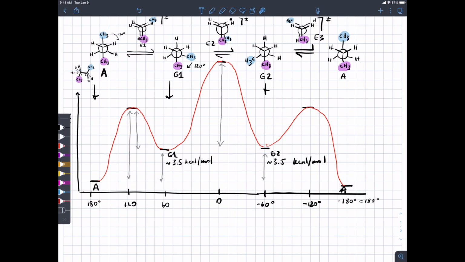So now I want to ask you a question. To get from gauche 1, if this is my starting point, and this is where I want to end, which is going to be faster? To go directly to gauche 2, or to go to the anti and then from the anti to gauche 2?